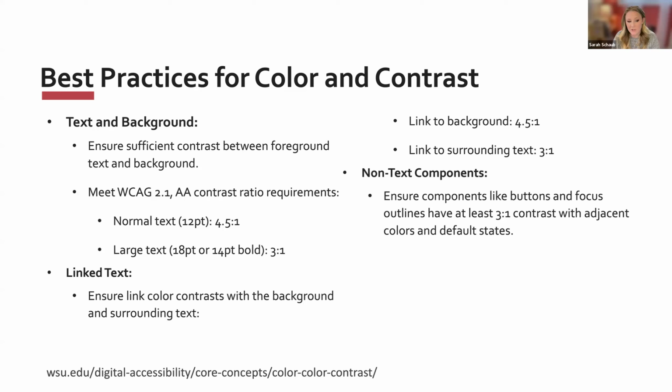Linked text: you want to ensure that link color contrasts with the background and surrounding text. Link to background, 4.5 to 1. And again, this is all available on the digital accessibility website. I don't expect you to remember all of this, so you'll want to reference that later if you have questions. And then link to surrounding text is 3:1. Non-text components: you want to ensure components like buttons and focus outlines have at least a 3:1 contrast with adjacent colors and default states.